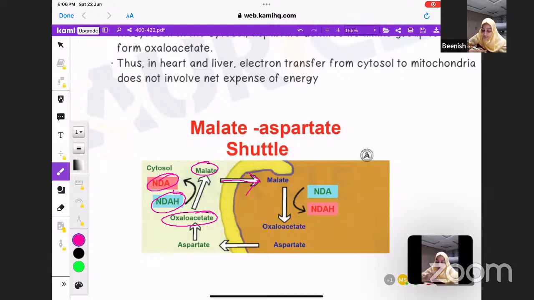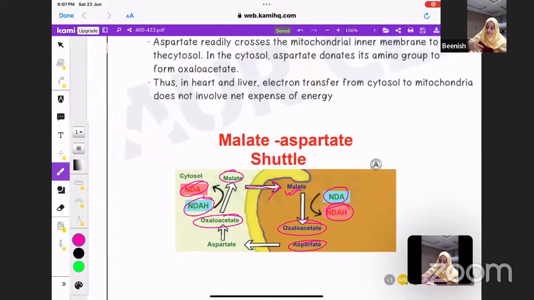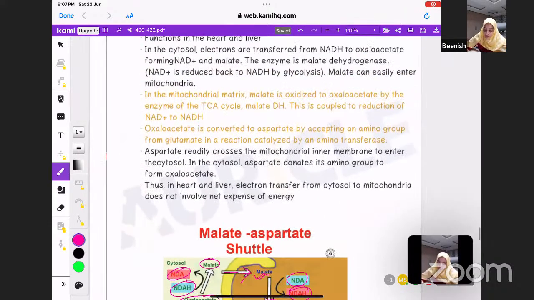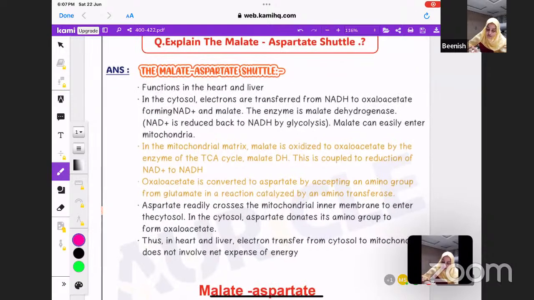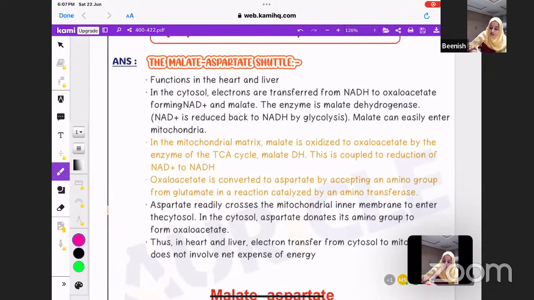So the electrons of the NADH have been carried by malate. Inside the matrix, the malate is going to change back into oxaloacetate, and the electrons from the malate are taken up by NAD to form NADH. Then oxaloacetate is going to change into aspartate, and aspartate is going to easily move back out into the cytosol. So that was about the malate aspartate shuttle, and it is functional in heart and liver.